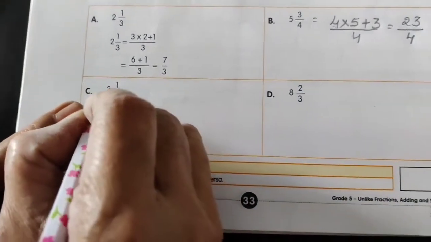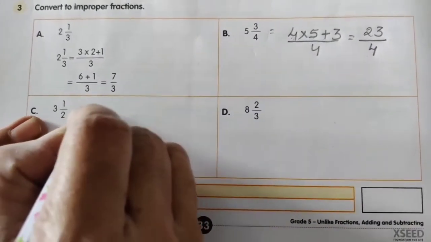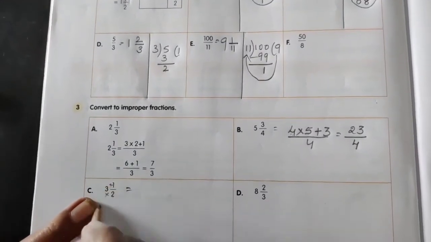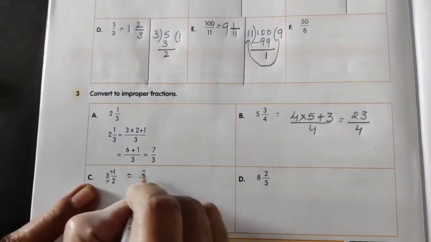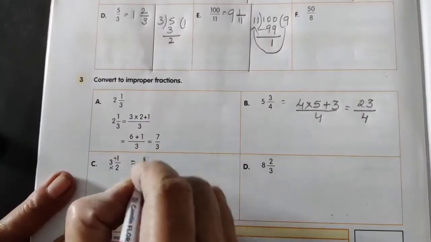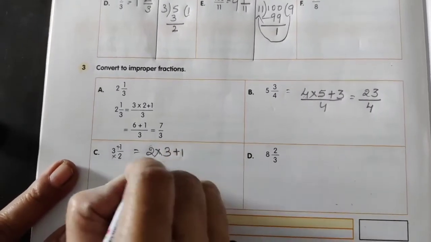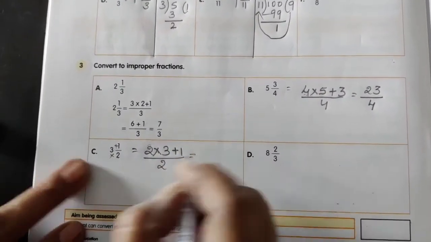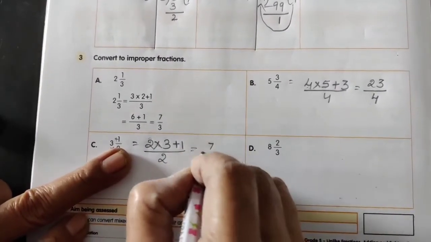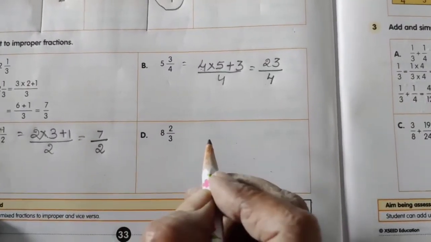Next C bit, 3 1 by 2. So the confusion: first you multiply, then add. 3 into 2, sorry, 2 into 3 plus 1 divided by 2. 2 3s are 6 plus 1 is 7. 7 by 2 is the answer. This bit you do on your own, children.